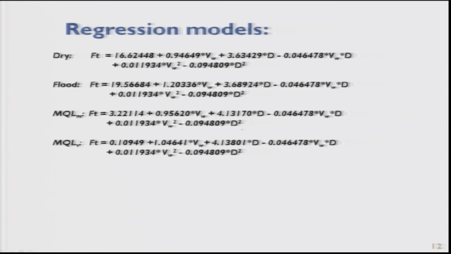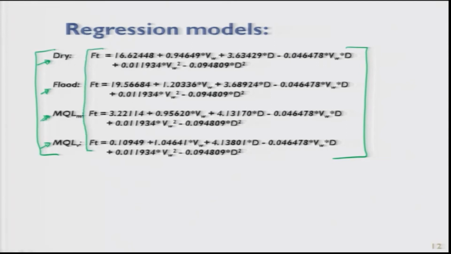Then we obtained the regression models. These ANOVA results brought us the regression models here, obtained for different cooling mediums. This is one of the ways regression models can be obtained, and this is only for FT, for force only. We can see these are all kind of parallel lines with MQLV having the minimum intercept value. So, this is selected to be taken forward to our optimization step.